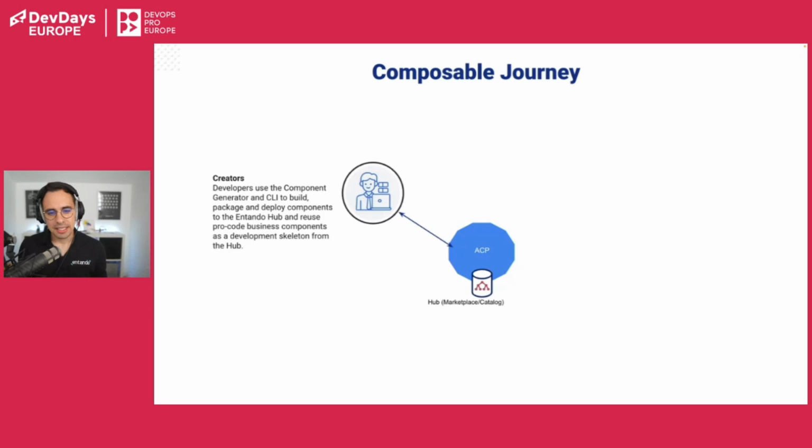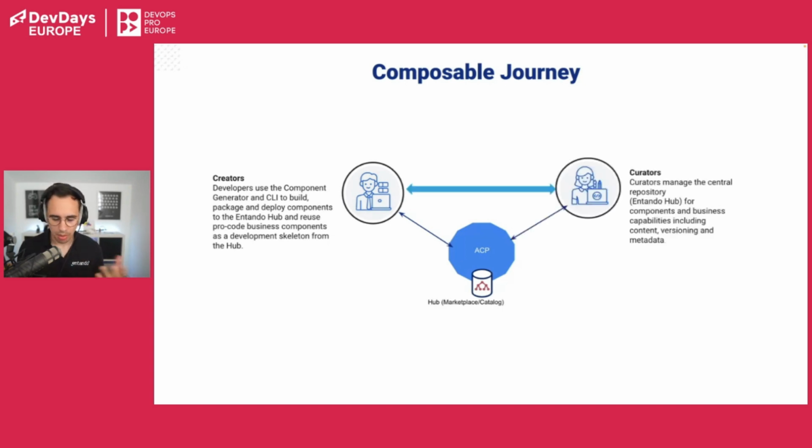So around the ACP, we have first the creators. The creators are the people that will create the new components or update existing ones. They will maintain that. So most of the time, we will find here tech people such as developers, integrators, maybe sometimes also ops people, designers, and so on. So they are creators. They create components. They will push into the marketplace, the hub.